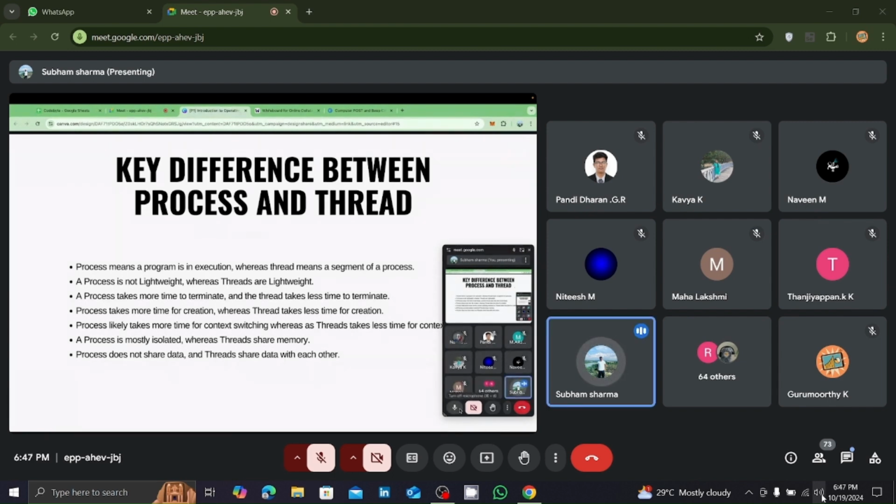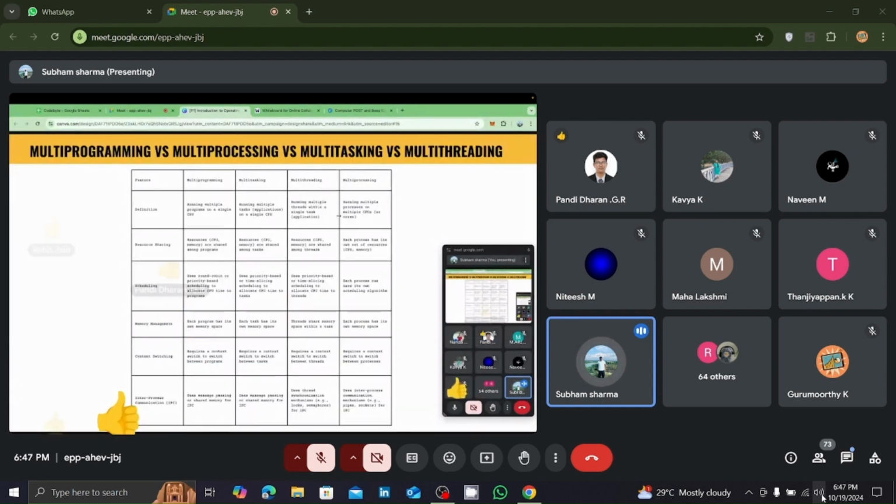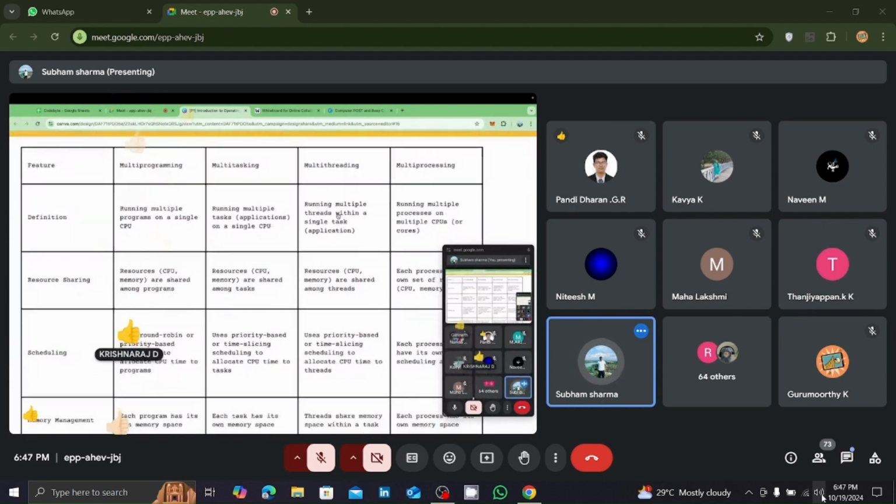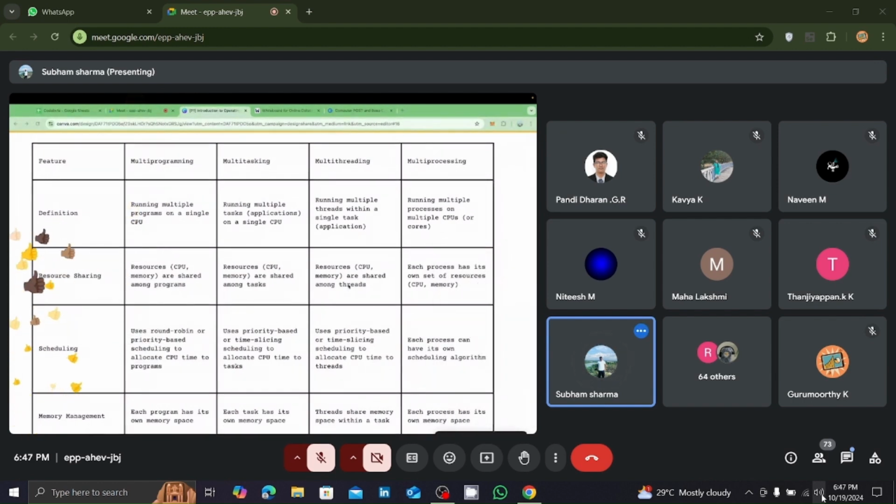So, noted it down, everybody? Done? Okay, so what is next? Let's see, a brief summary. We'll just go through multi-programming. In multi-programming, multiple programs run on a single CPU. Multitasking is running multiple task applications on a single CPU. Multi-threading is running multiple threads within a single task on a single CPU. Multiprocessing is running multiple processes on multiple CPUs.